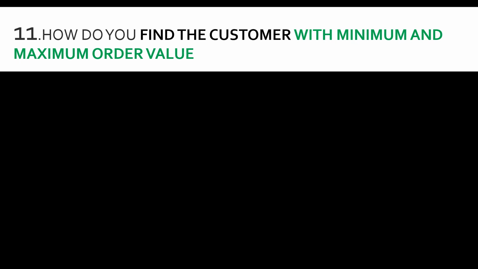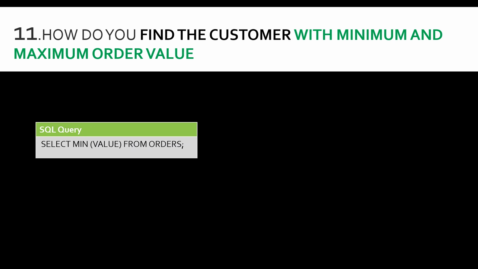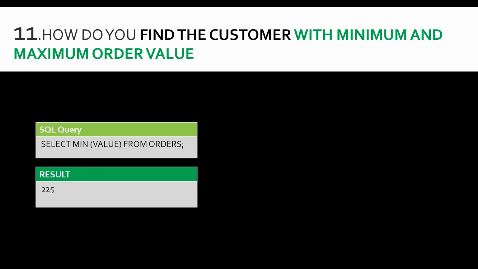Question number 11, the last question in this video. How do you find customers with minimum and maximum order value? So it's again a query for analysis. If you want to find the minimum order value, the syntax is select min value, which is the field name, from orders. This would result in 225 because this is the minimum order value in the orders table.